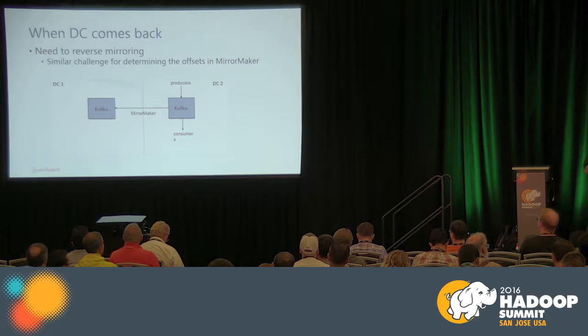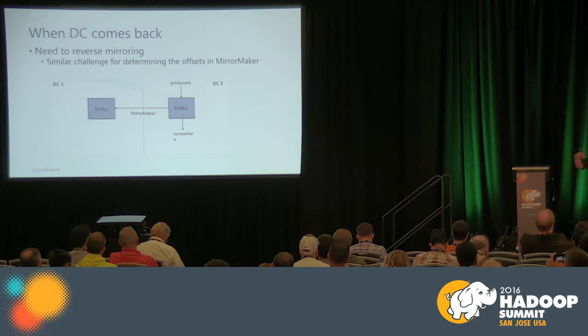Okay, so another thing you have to worry about is, now that I've failed over, at some point the active data center may come back. What do I do now? Since you already have some new data getting produced in data center 2, you have to make sure you get that data back to data center 1. So that's actually one of the more subtle things you have to do in this active-passive setup, which is you now have to reverse the mirroring by mirroring data from data center 2's cluster into data center 1.